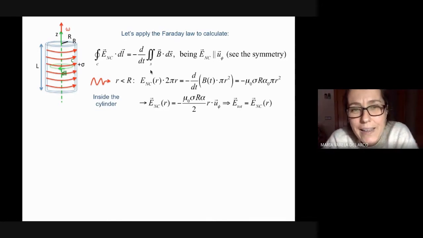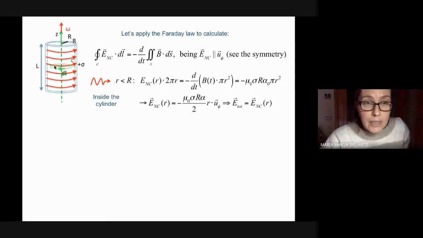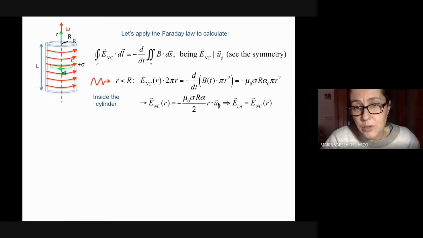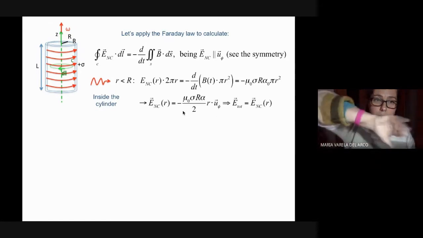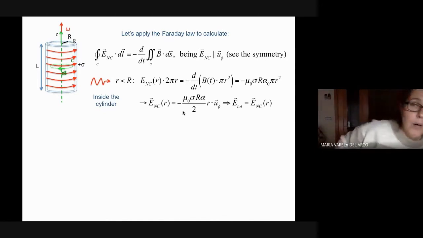Inside the cylinder, the field times 2 pi r, which would be the contribution to the line integral of the non-conservative field, has to be equal to minus the derivative of the flux of the magnetic field. If the curve C that I'm calculating on has a radius smaller than capital R, then the flux of the field is B times pi r squared, right? I put that in here, and then I do the time derivative because B depends linearly on time, and this is what I obtain. So inside the cylinder, the non-conservative field is all of this over 2 pi r, and it's going to be azimuthal, so I can put the u phi in there.